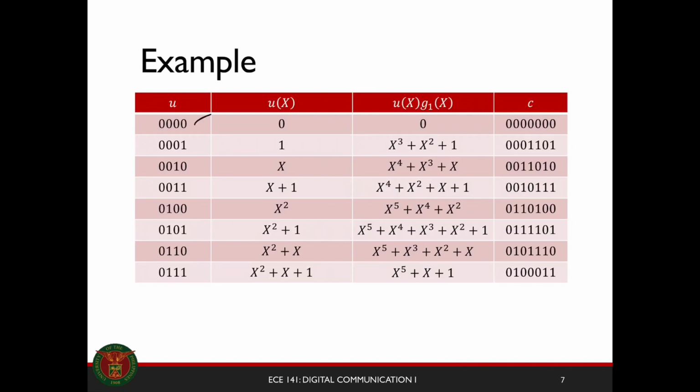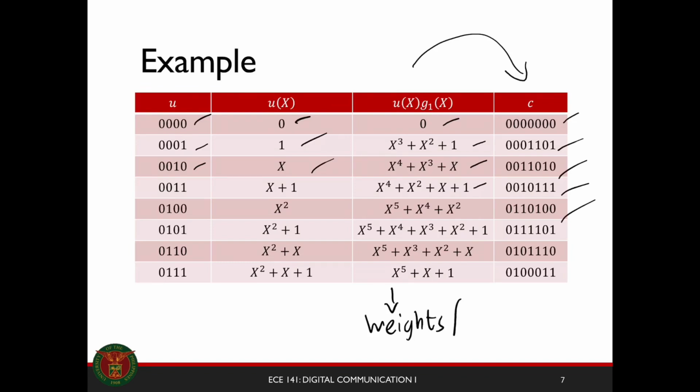The polynomial representation of 0, 0, 0, 0 is 0. This one is this one, and so on and so forth. So you can get different representations of the polynomial, and quite easily just multiply u of x with g of x. You'll get the code word polynomial, and that can be easily converted to your code word vector. So you see here, just get the coefficients of your different variables.